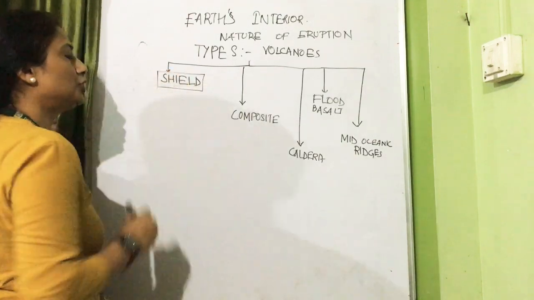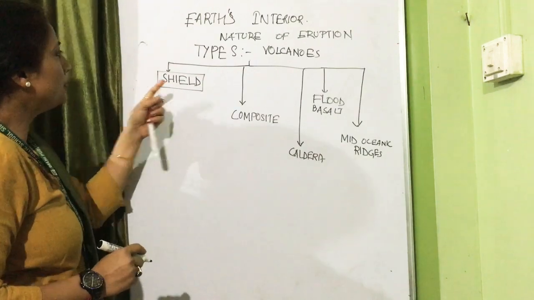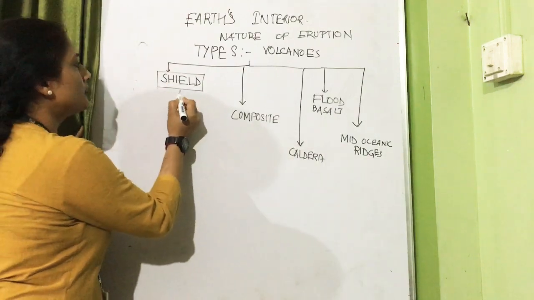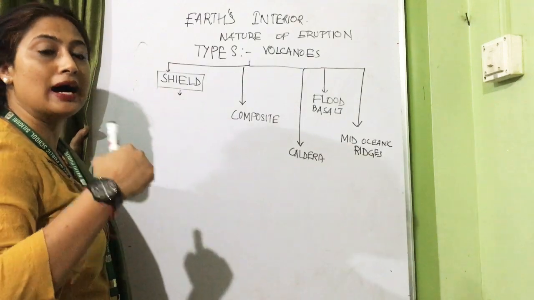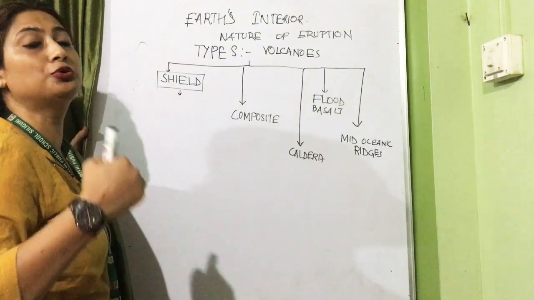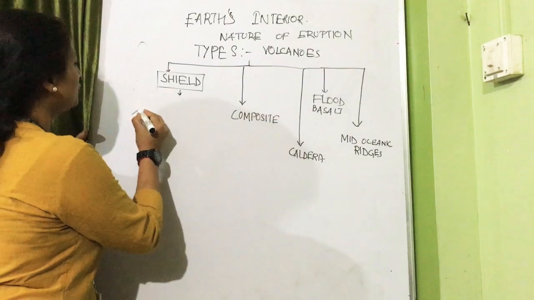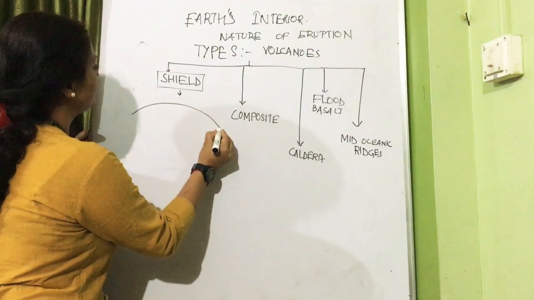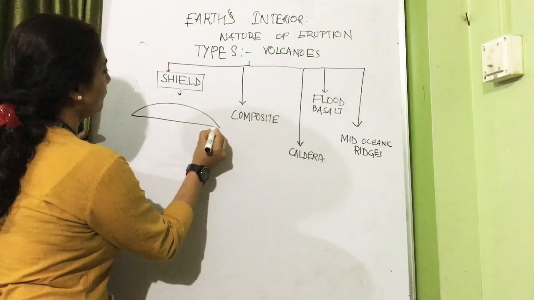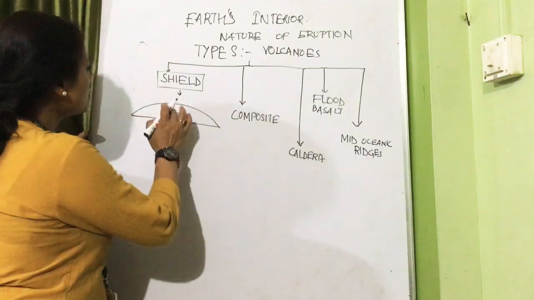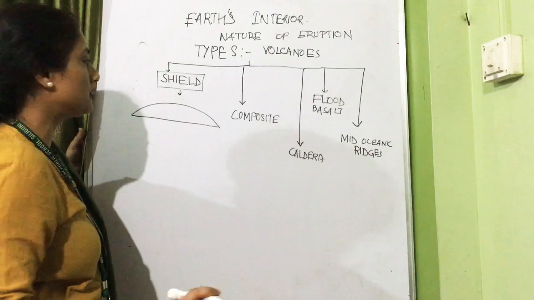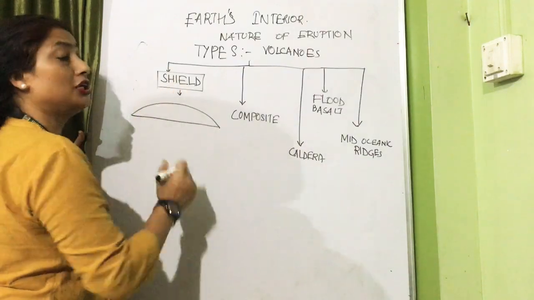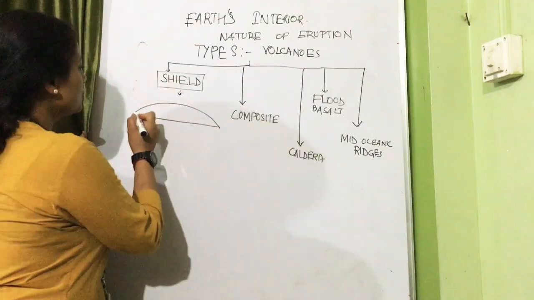This year, the syllabus regarding volcano is, if you talk about the shield volcano, the word shield, you must have heard during war. The army people use a shield to protect themselves, and the feature of the shield is somewhat like this. So this volcano feature on the surface of the earth is very similar to the shield used by the warriors.